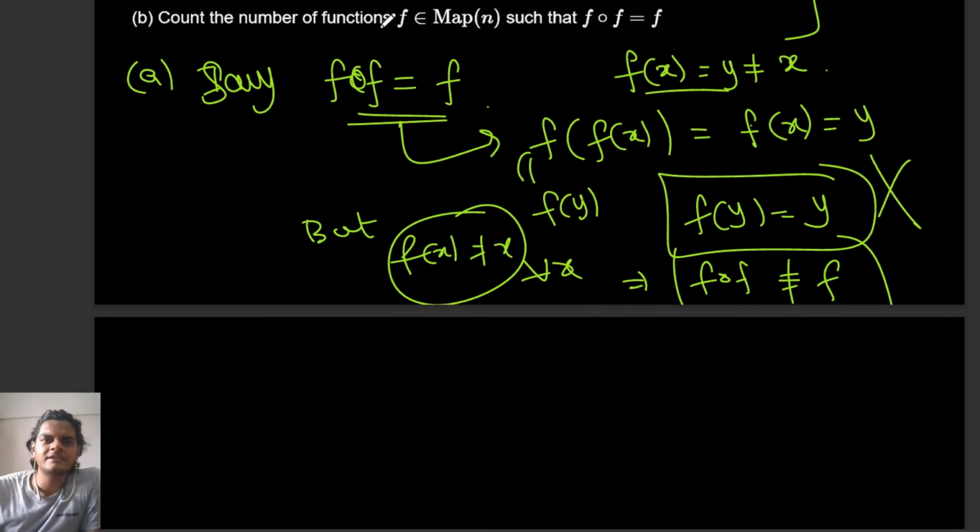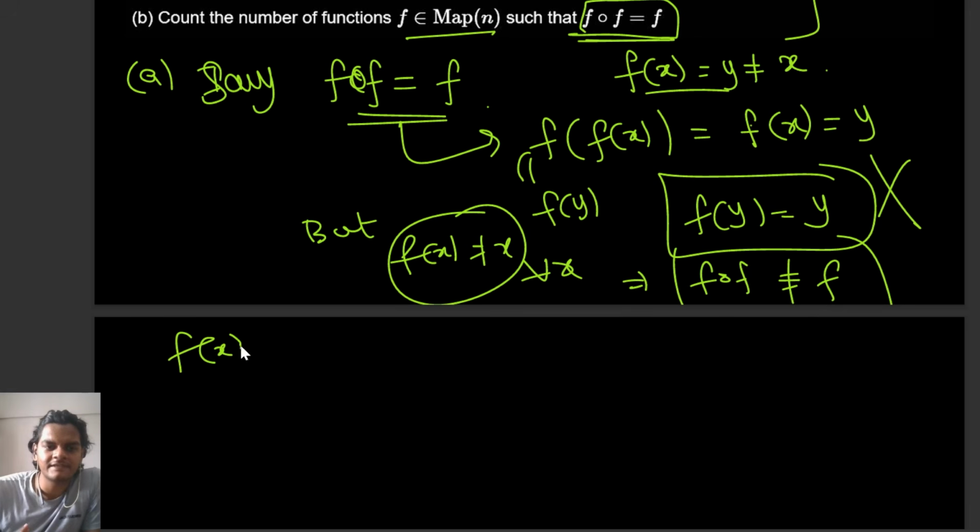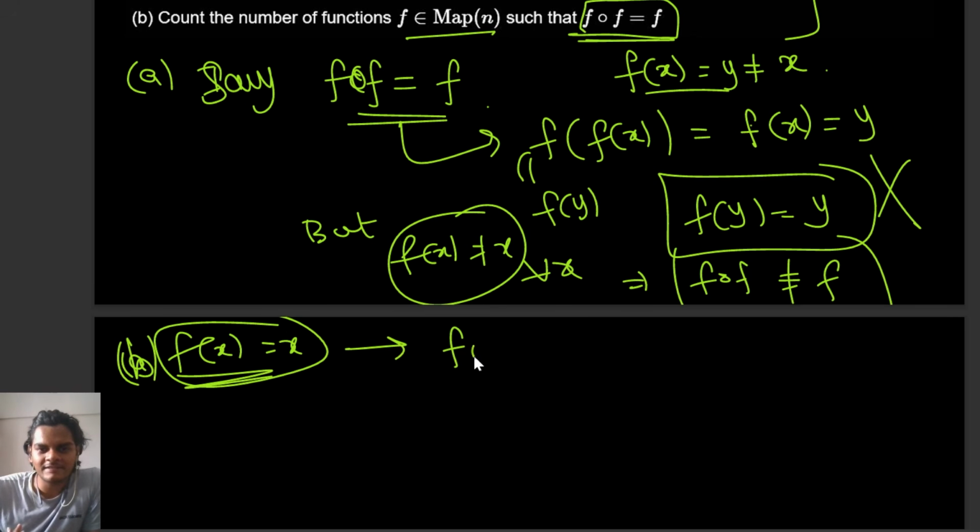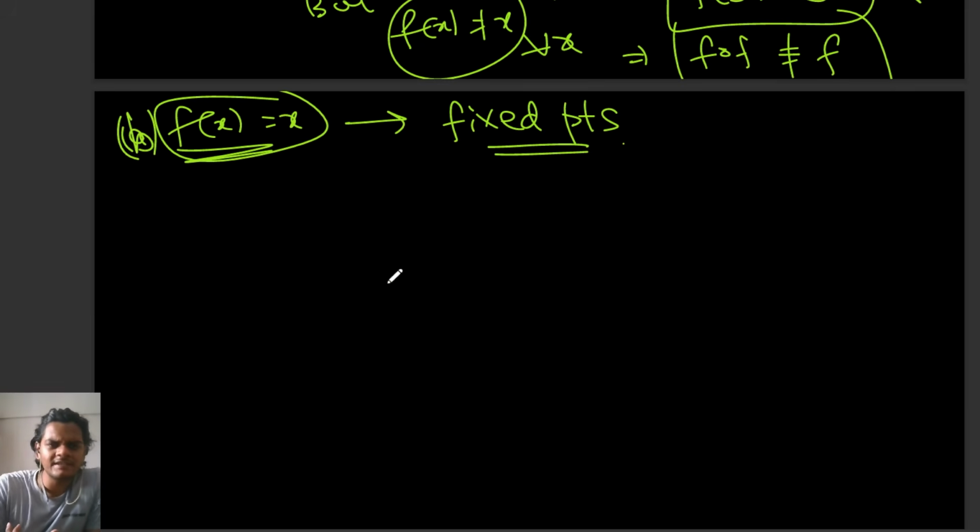Now we want to count the number of functions such that f of f is equal to f. Now you see, somehow f of f equal to f has something to do with whether you have f of x equal to x or not, right? So these are called, let's say these are called fixed points. Yeah, fixed points. So you'll see that, okay, so these are fixed points.